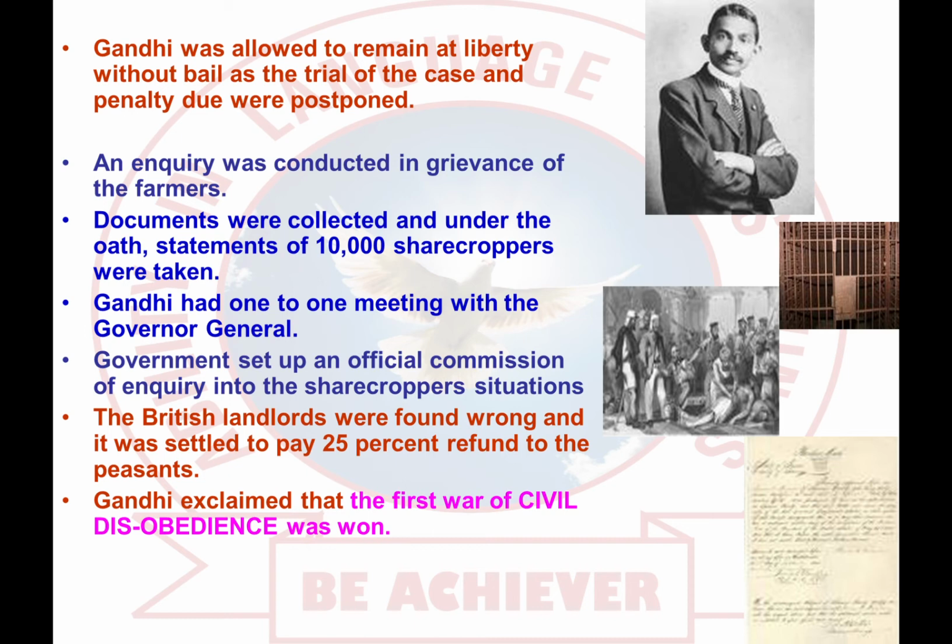An inquiry was conducted in the grievance of the farmers. Documents were collected and under oath, statements of 10,000 sharecroppers were taken. Gandhi had a one-to-one meeting with the Governor General. Government set up an official commission of inquiry into the sharecroppers' situation. The British landlords were found wrong and it was settled to pay 25% refund to the peasants. Though peasants were not happy, they wanted 50%, but Gandhiji told them even 25% was important because winning was important. So Gandhi exclaimed that the first war of civil disobedience was won.